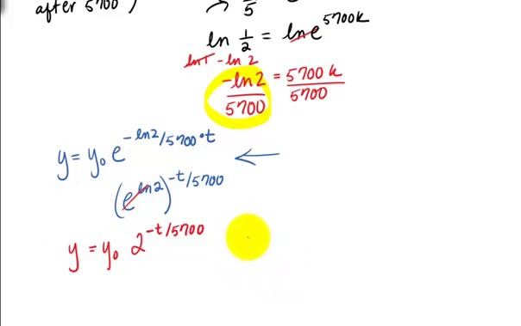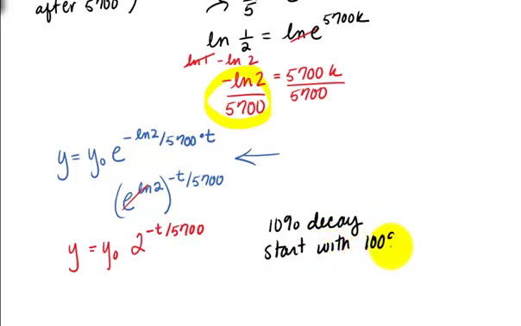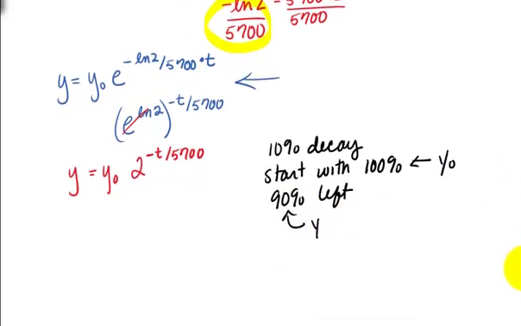Okay, so now we can use the information in the original problem. We have a 10% decay, so if we start with 100%, we are going to have 90% left. We're going to let this 100% represent our y naught, and we're going to let this 90% represent our y, our ending amount. So let's plug this information in and figure out how long that takes to happen. Instead of using percents, I'm going to change these into decimal form, so my y naught is going to be 1 times 2 to the negative t divided by 5,700 equals 90%, which is 0.9. And then let's solve this for t.